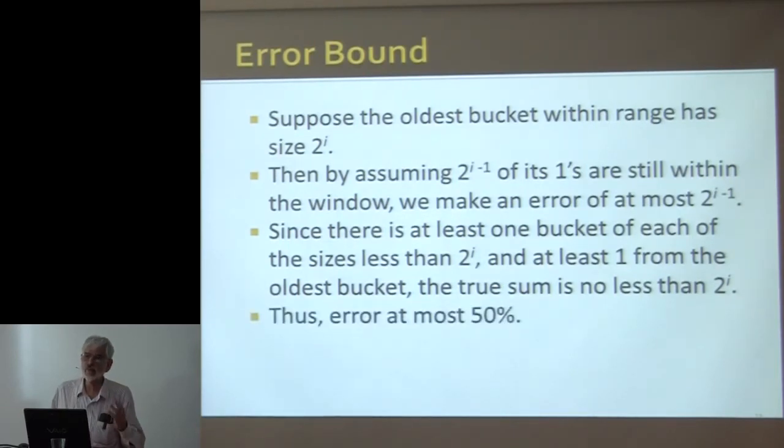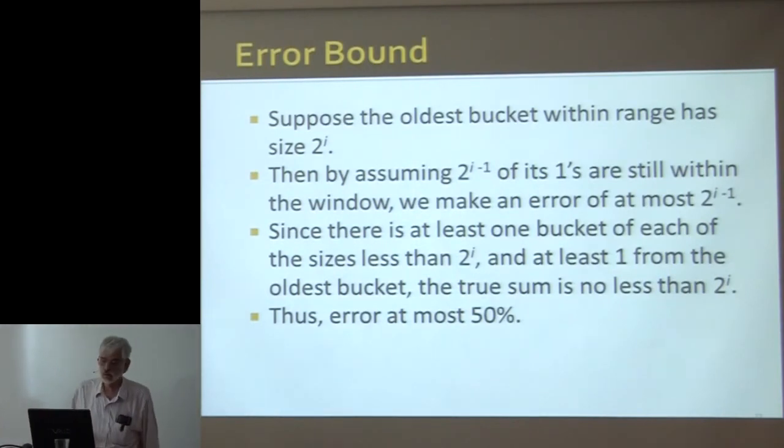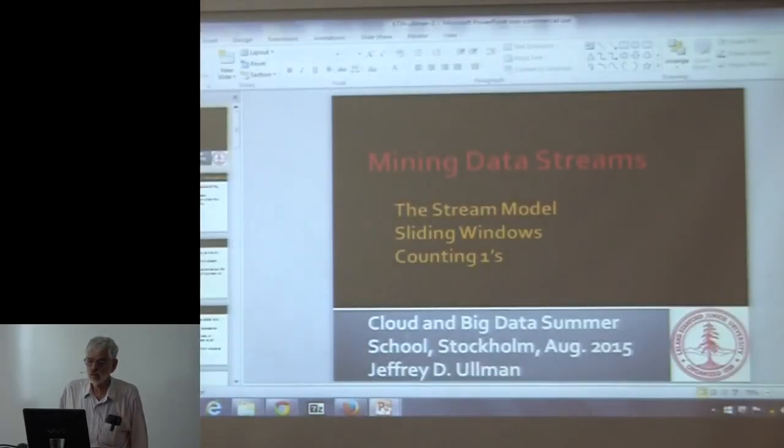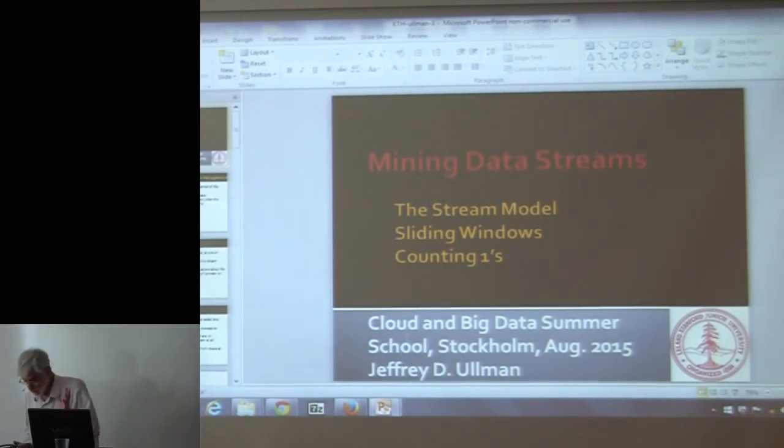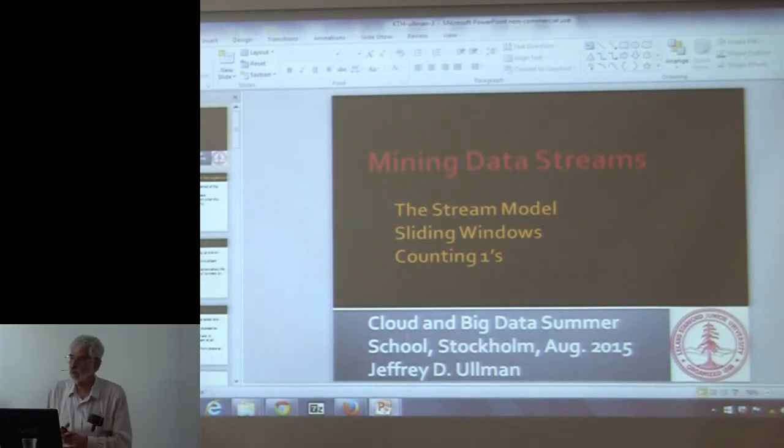Okay, so I claim that the answer to any query can't be off by more than 50%, and usually is a lot better than that. Whenever there are 2 buckets of size 2 to the i minus 1, already you get a third as the maximum error, and so on. Again, the book describes how you fix that up to make the error epsilon instead of a half. It's not too hard.